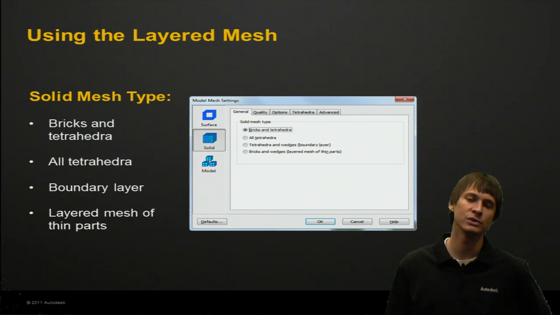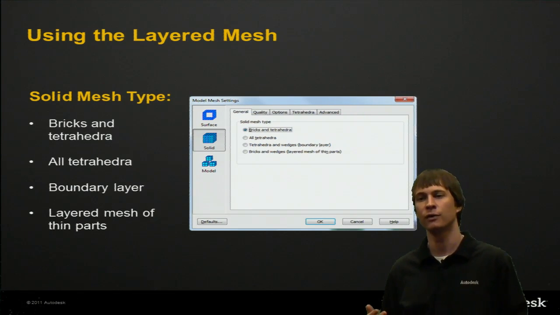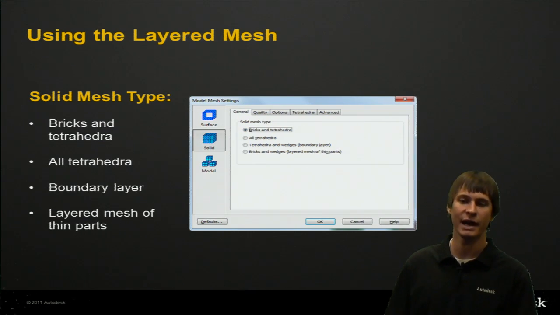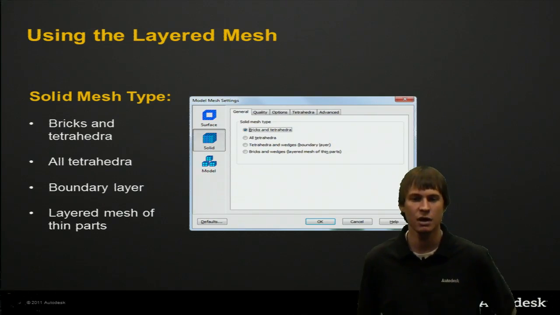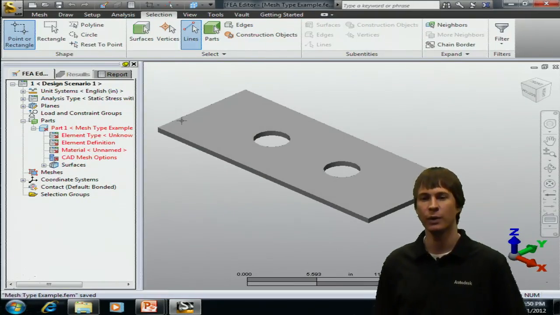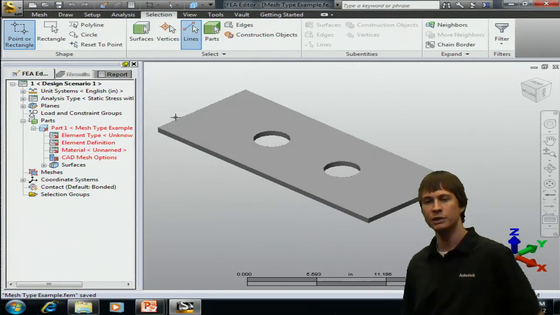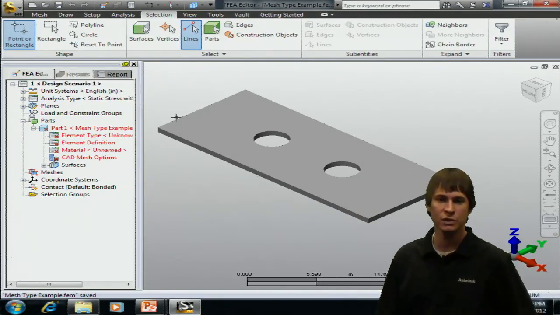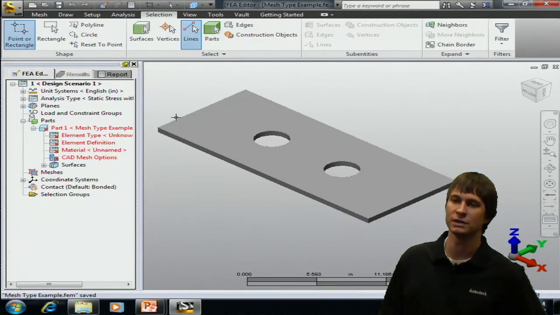Now, why are we going to use this? Well, this is primarily for very thin parts that need enough solid elements through the thickness to give accurate results. If we jump over to the software, you can see that we have a relatively thin part, especially compared to the length and width of the part. So we want to have as many elements through the thickness as possible.